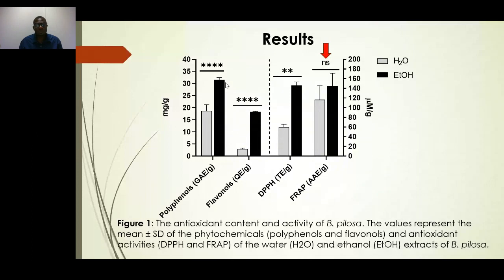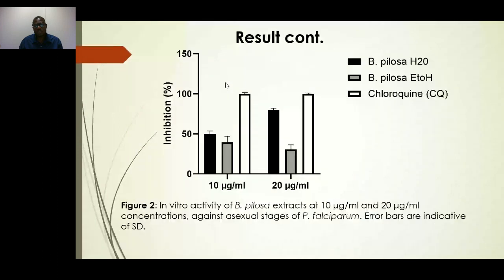Moving forward, here is the result for the larvicidal activity. As I said earlier, we did a 2-point concentration analysis, at 10 microgram per mil and 20 microgram per mil. We got a contrary result compared to the first result that we got in figure 1.